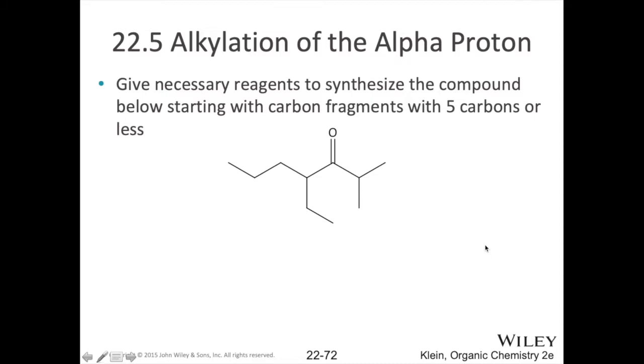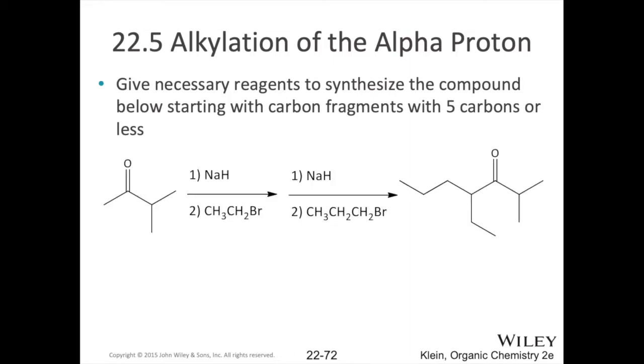Okay, so let's practice this. Go ahead and try to synthesize this molecule here. Notice that we have lots of carbons present. You're going to try to start this off with carbon fragments of 5 carbons or fewer. Okay, so if you paused this and have come back now, let's see if we can go over the answer.